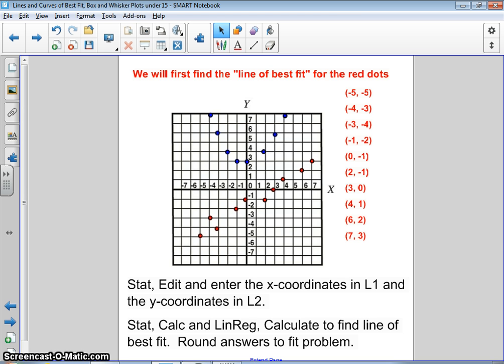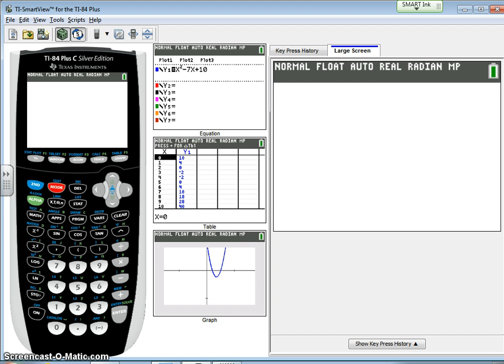Over here I have collected all the coordinates of those points. Like this one right here is -5, -5. The next one is -4, -3, and you can see I have them all listed over here. So go ahead and get your graphing calculator out, and I'm going to show you how to load them into the stat function. Okay, I have my calculator out, and I've written down those coordinates that we had on the last page.